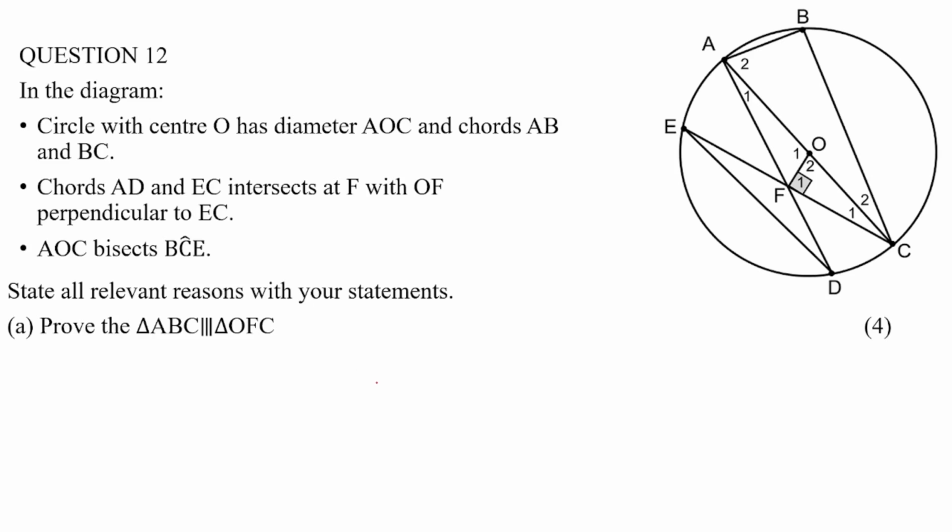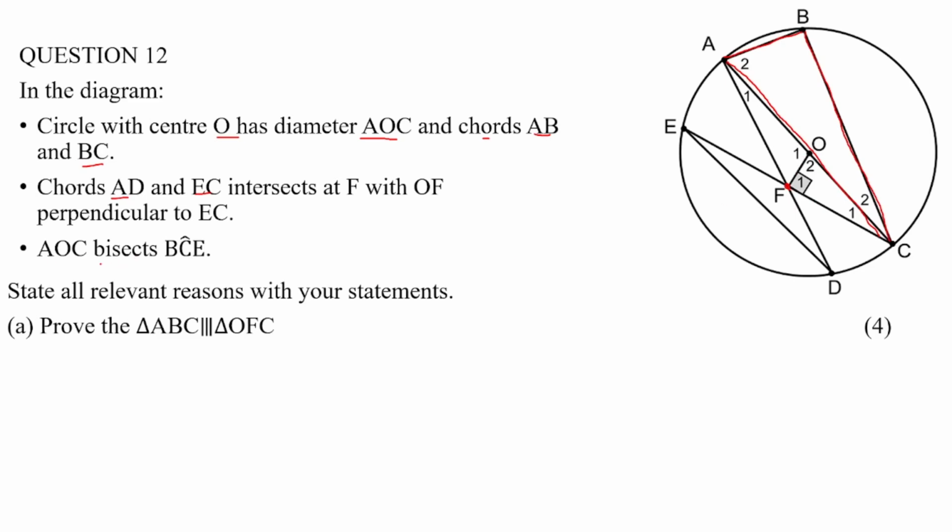Welcome back. Let's do question 12. In the diagram, circle with center O has diameter AOC, and chords AB and BC. Chords AD and EC intersect at F, with OF perpendicular to EC.